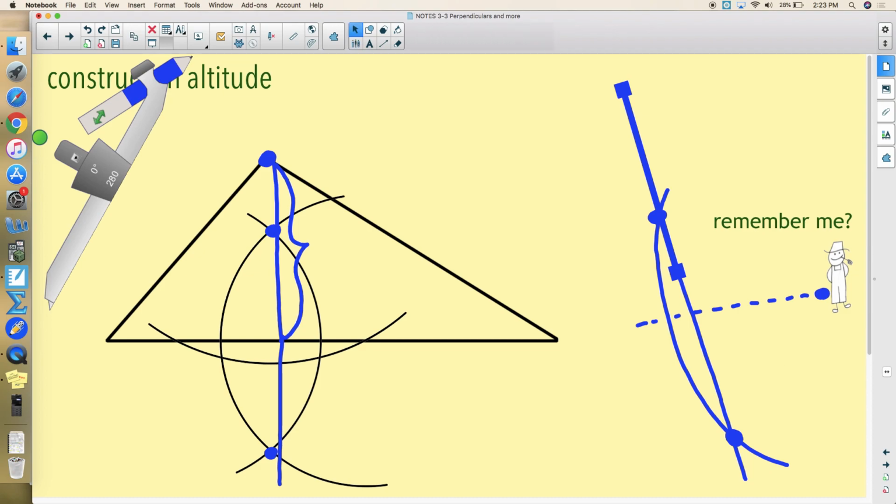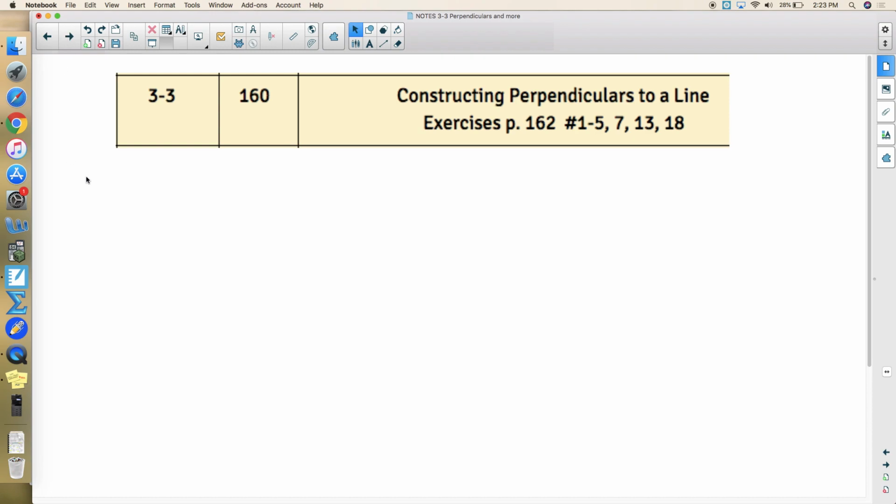You definitely want to look and see what happens when your triangle's obtuse, because that altitude's going to go outside, and you may want to rotate the paper to help your brain see that better. So your construction assignment is from 3-3, and please remember to use the videos or go back and repeat parts of this video to help you out.